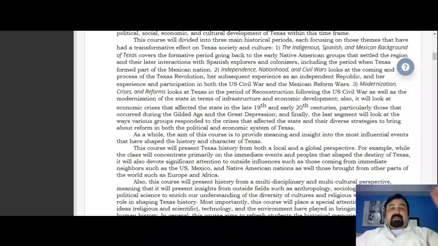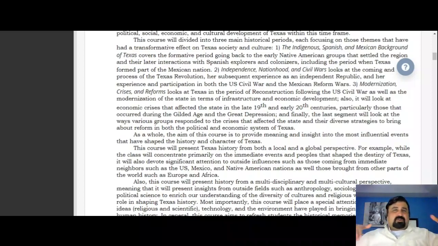And then the very last historical period is titled Modernization, Crisis, and Reforms. Something that is going to cover, roughly speaking, the late 19th century, okay, from 1877 all the way to the present day. Okay, when Texas modernized, again, modernization.